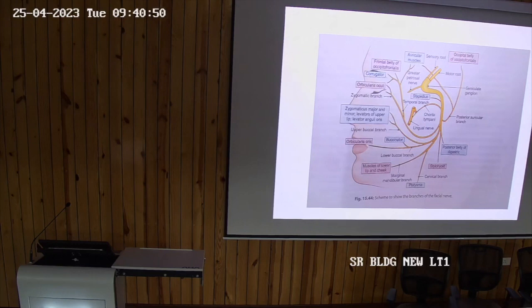So when this muscle is paralyzed, that is, the nerve supply of this muscle is paralyzed, the normal sound will also feel like a large sound to the person, and that condition is called hyperacusis. Hyperacusis is when the person feels normal sound as large sound, and that results from paralysis of the stapedius muscle.